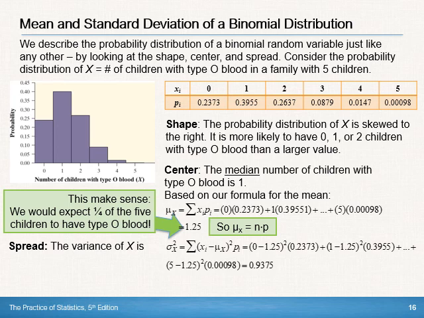Now, to calculate the standard deviation, we could use the same formula that we had before: take the particular x value minus the mean, square it, times the probability, do that for all of the 6 values, and add them all up, and then take the square root of that, and that gives us our standard deviation. However, we have a much quicker formula for the standard deviation. We don't have to go through all of that. That is the process that we would have to go through for just a random variable, but for a binomial random variable, we have a much quicker way of calculating it.